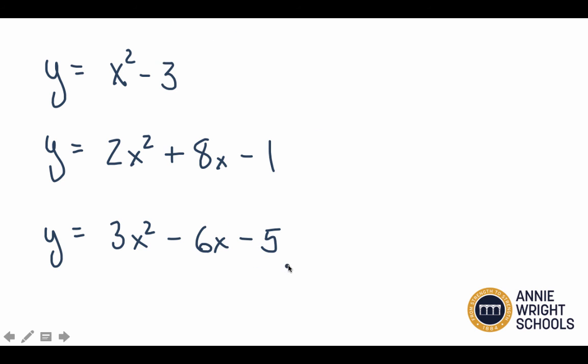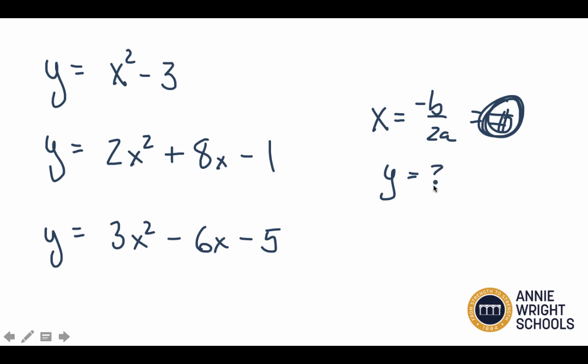So write down these 3 quadratic functions, and for each one, find x equals negative b over 2a, whatever that value is, it's some number. Then plug that number, whatever you get, in for x, and solve for y. And when you get what y is, you have the coordinates of the vertex.